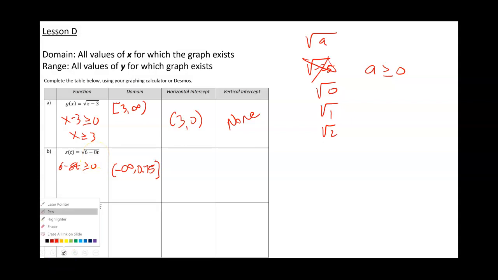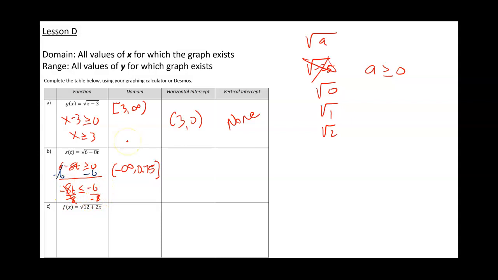So to solve this, first we're going to subtract 6 from both sides. And if we do that, we are going to get negative 8t is less than or equal to negative 6. Now we're going to divide by negative 8. Anytime you divide by a negative, the inequality is going to flip.